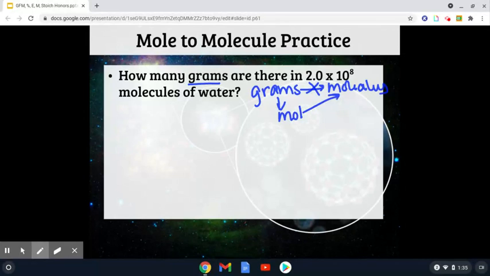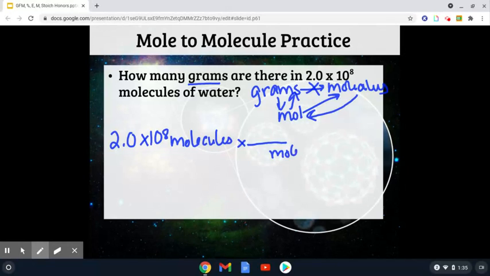But instead, we're actually going to go the opposite. We're going to go molecules to moles and then moles into grams. So let's write down what's given. 2.0 times 10 to the 8th molecules. I'm going to put molecules on the bottom. Actually, I need a little bit more space for that. Mole on the top. 1 mole is 6.02 times 10 to the 23rd.